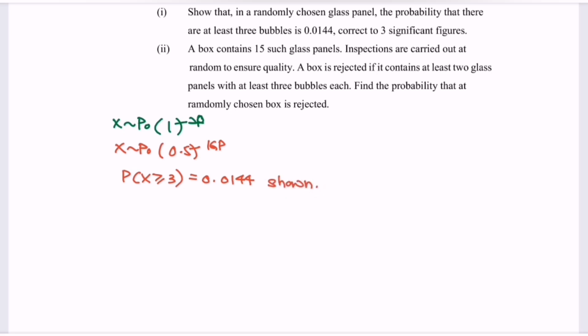So we can write, we already showed the situation. Kindly refer to the second question. A box contains 15 such glass panels. So in here, they mention 15 glass panels, which means that n is equal to 15. Inspections are carried out at random to ensure the quality. A box is rejected if it contains at least 2 glass panels with at least 3 bubbles in each. So this one will be the title, because previously already mentioned, 0.0144 is the probability.